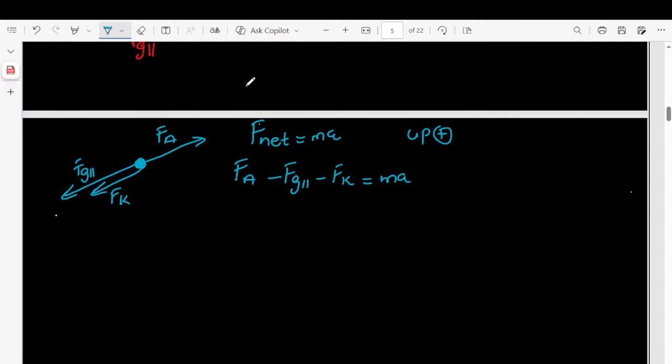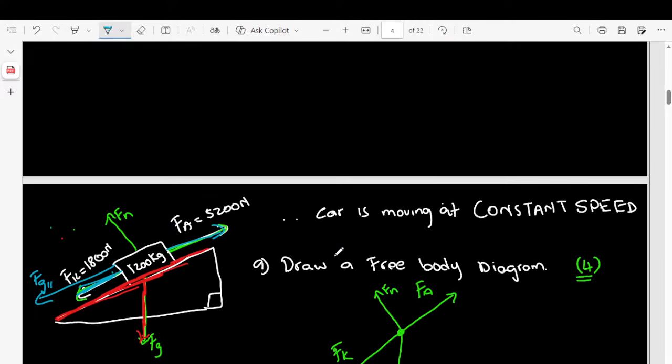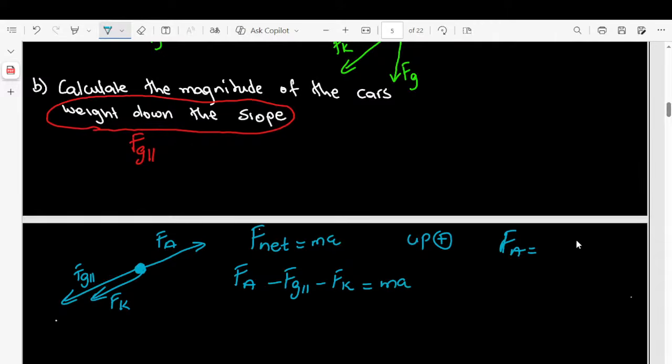Right. Now you see this is just easy marks. Go back to your statement. Do we have the F applied? Yes, we were given the F applied from the statement, and they said the F applied is equal to 5,200 newtons. I'm going to write it down here: 5,200 newtons. Do I have my Fk? Yes, which was given as 1,800 newtons. So now look at this. We have the F applied, tick. We have the Fk, tick. And we are looking for Fg.